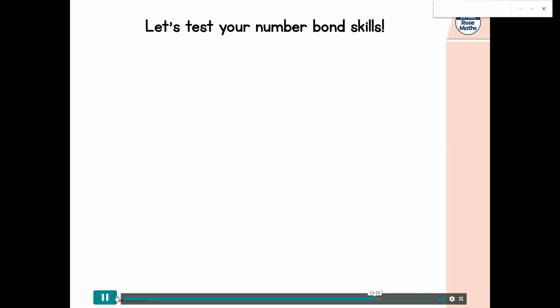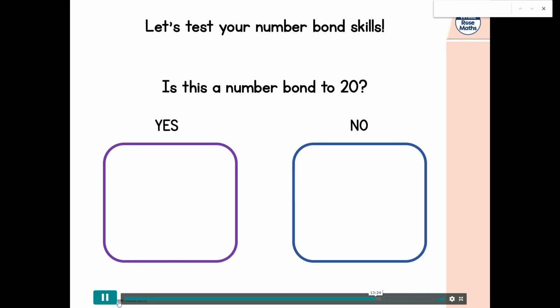Now let's test your number bond skills again. Oh, only this time it's number bonds to 20. Here we go. 9 plus 12. Is this a number bond to 20? No. That would equal 21. And this one. 18 plus 2. Is this a number bond to 20? Yes. Let's keep going.